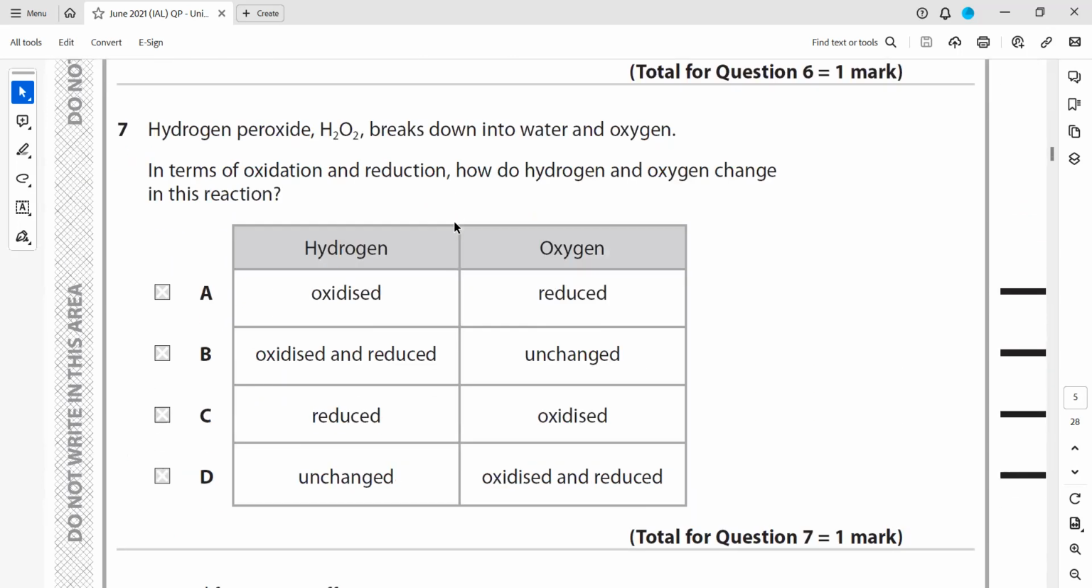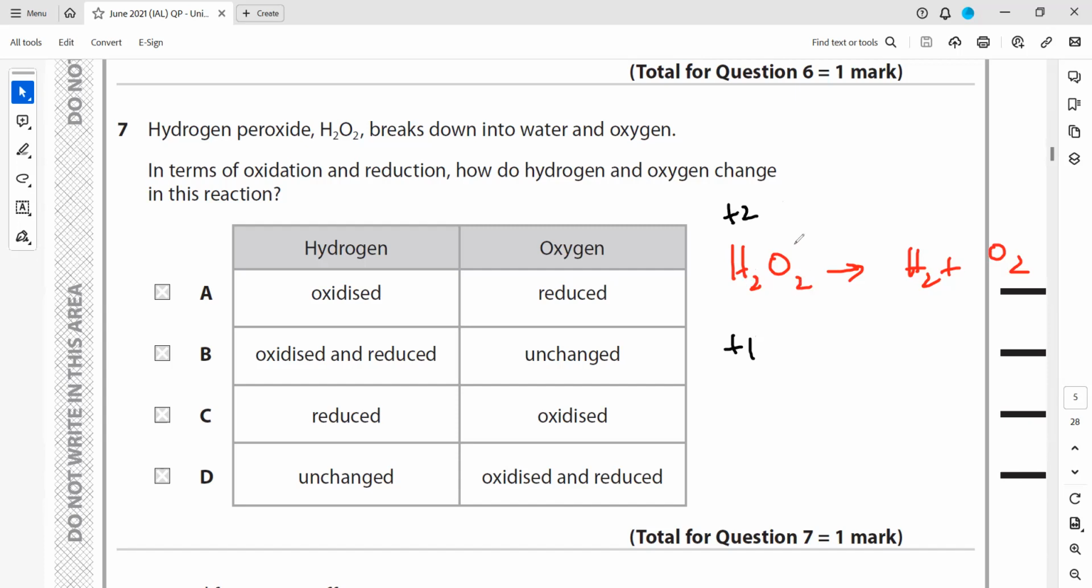Hydrogen peroxide breaks down into water and oxygen. In terms of oxidation and reduction, how do hydrogen and oxygen change in this reaction? Hydrogen peroxide is H2O2. It decomposes and forms water and oxygen. What is the oxidation number of hydrogen? +1. So two are there, +2.